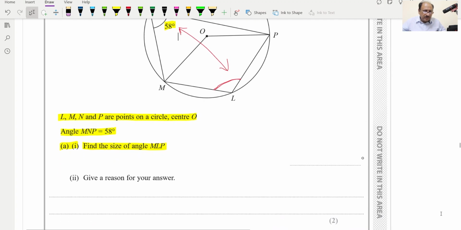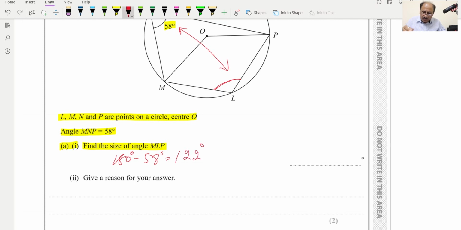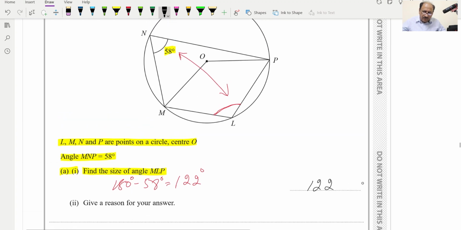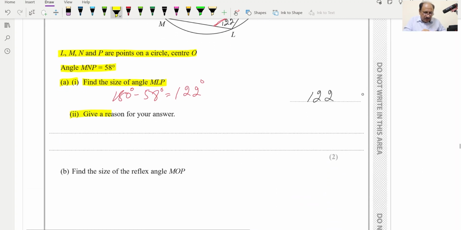So 180 minus, what we will do, we will write here 180 minus 58 degrees will be equal to how much? 180 minus 58 is equal to 122. So our answer will be 122 degrees. After finding this 122 degrees, we have to give a reason, they're saying provide a reason for your answer also.